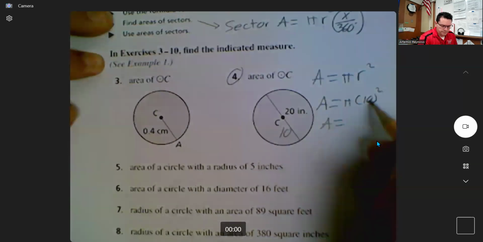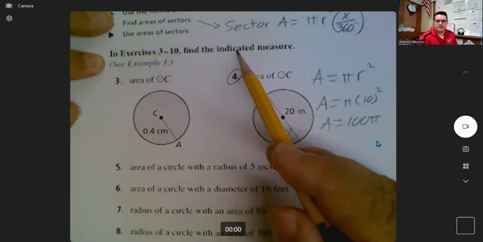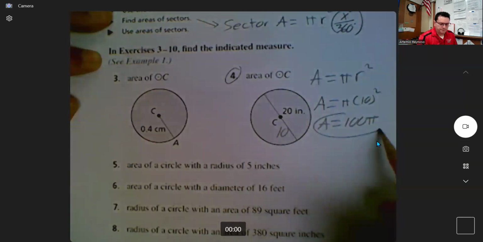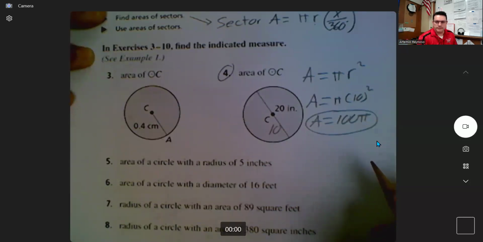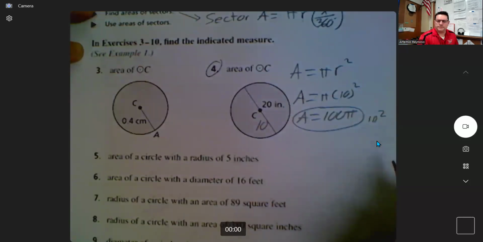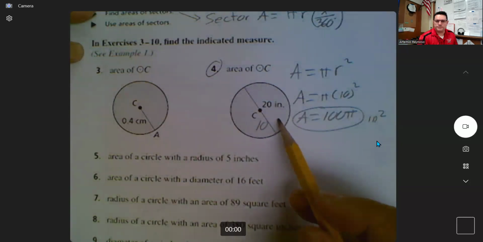10 squared means 10 times 10, 100 times pi. As a decimal, this is over 300. In fact, 314. Here in the instructions, they don't ask us if we should leave it as a decimal or in pi terms. Teachers prefer that you leave it in pi terms because that's the absolute complete answer. We're not rounding. Inches squared. Some students ask me, sir, why inches squared? This is squaring here because I can fit 314 little squares, 1 inch by 1 inch, inside this circle.